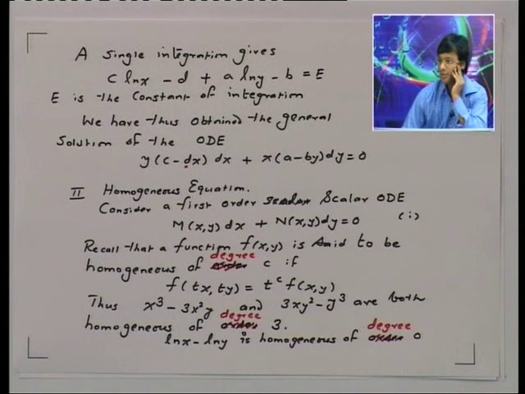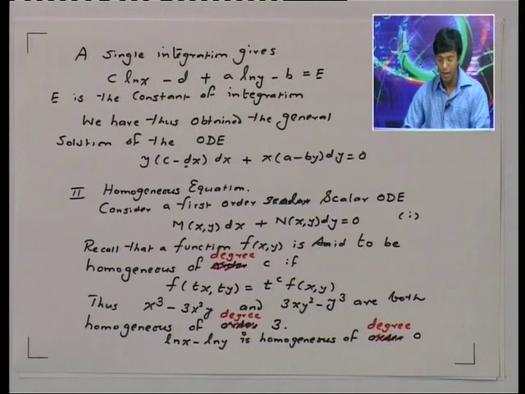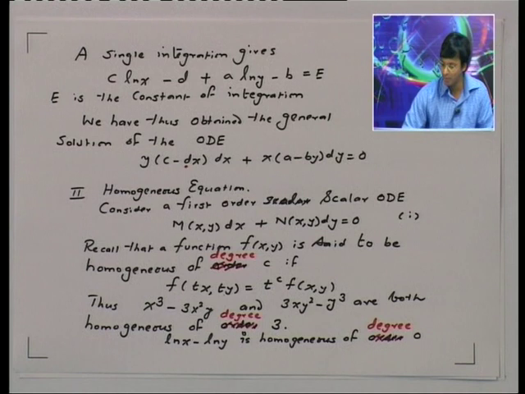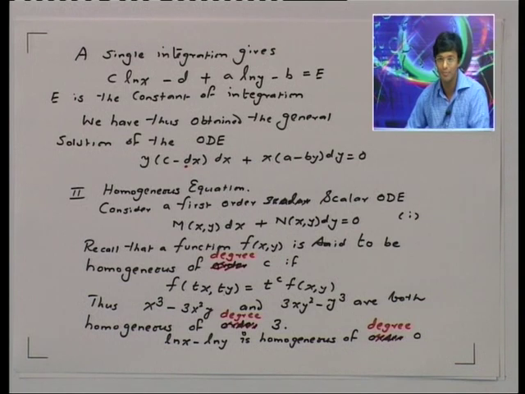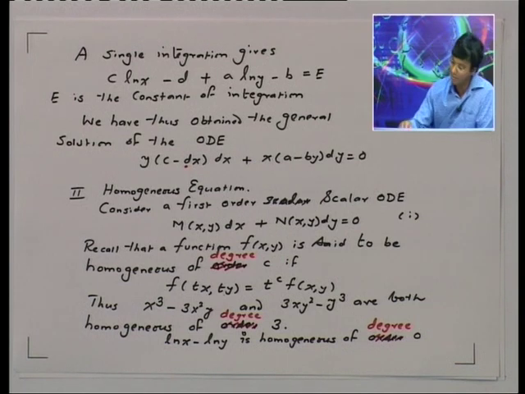Many expressions, like x squared plus y squared plus z squared, are homogeneous of degree 2, whereas x cube minus 3x squared y and 3x y squared minus y cube are homogeneous of degree 3. ln x minus ln y is homogeneous of degree 0, because when you replace x and y by tx and ty, the log t will cancel out, right. Okay.